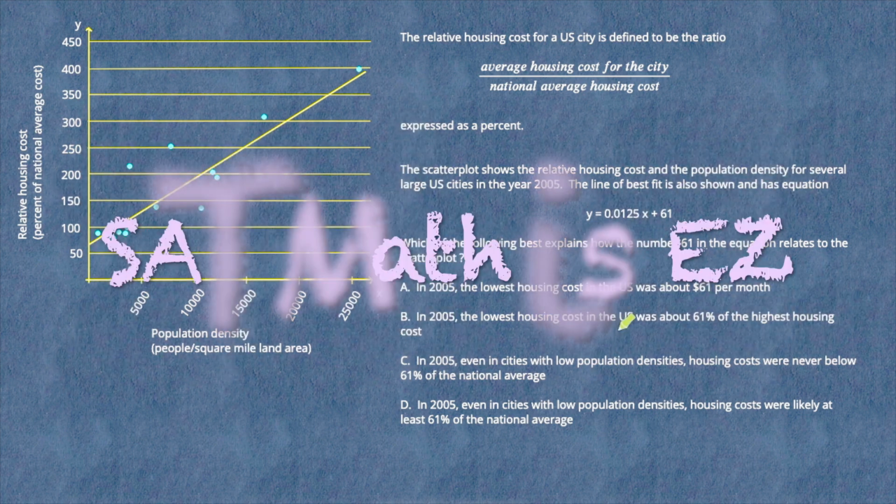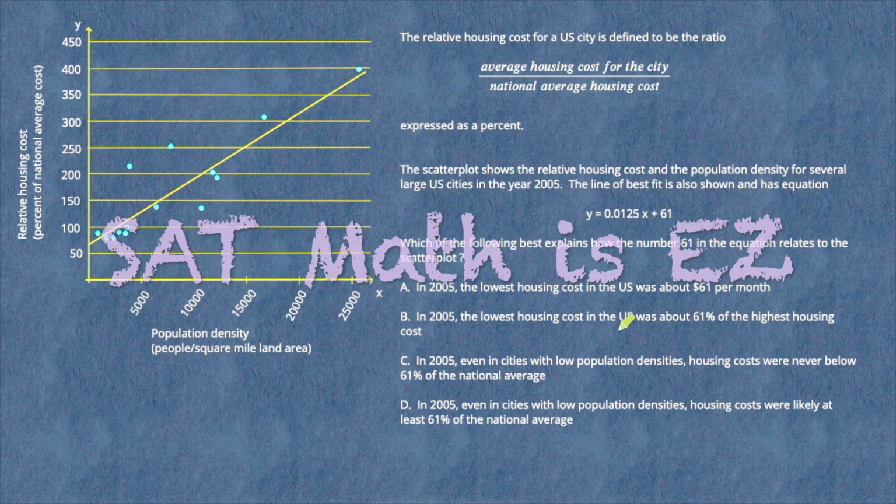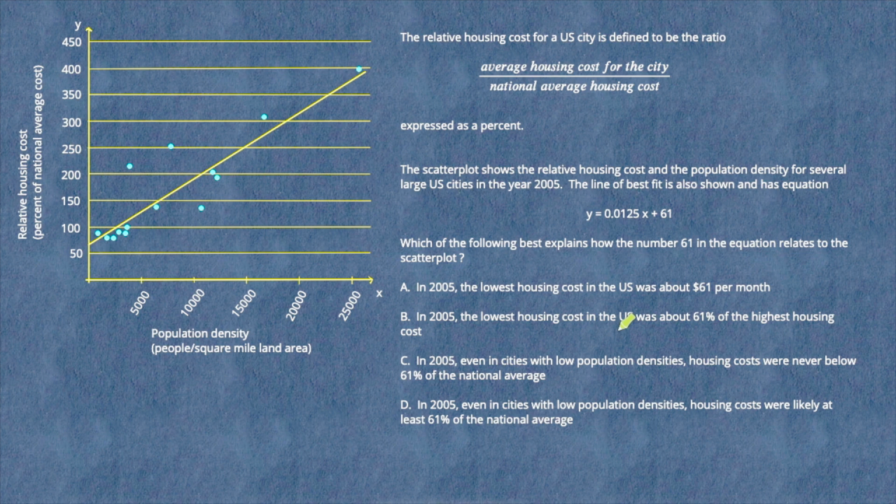Hello, in this video, we're going to see a problem from graph, that is, scatter plot. Let's first read the problem. The relative housing cost for a US city is defined to be the ratio of average housing cost for the city divided by national average housing cost, expressed as a percent.